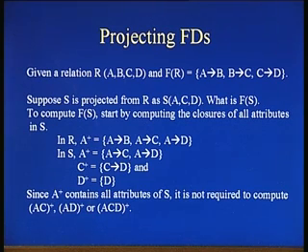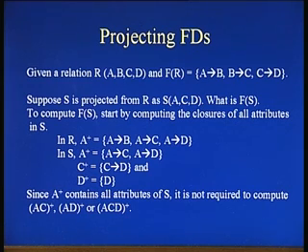So how do we compute the functional dependencies on a projection? Rather than going through a formal set of rules, let me explain it by an example. Given a relation R containing the attributes A, B, C and D, and let us say the following functional dependencies: A determines B, B determines C and C determines D. Now suppose S is projected from R and B is thrown away in getting S. So S has just 3 attributes: A, C and D.